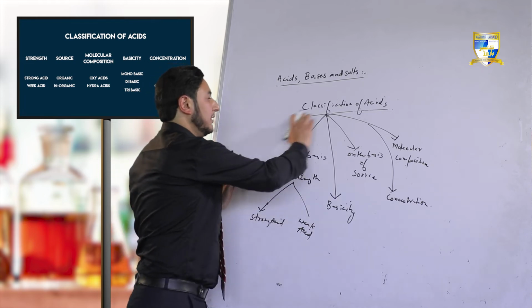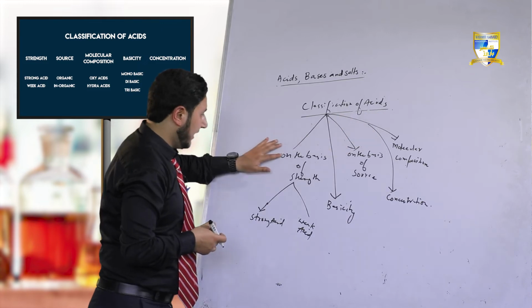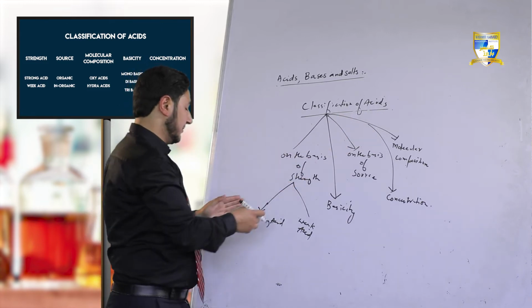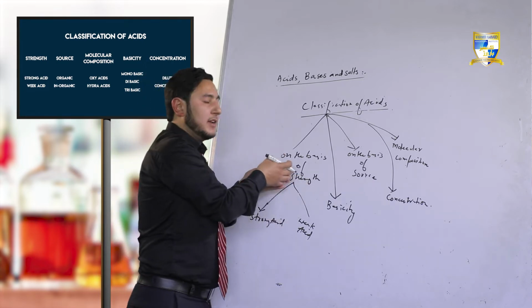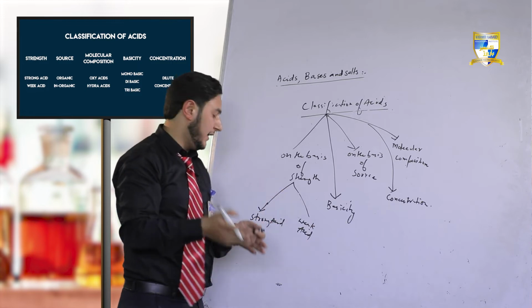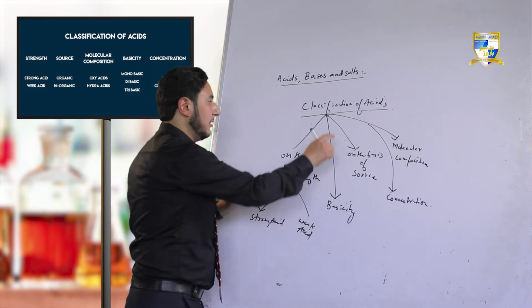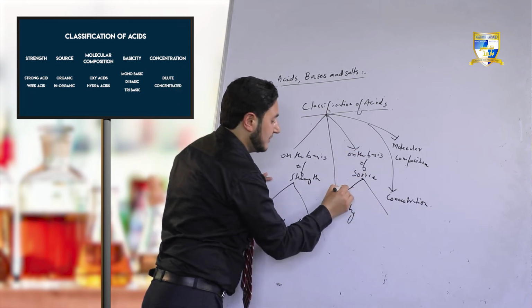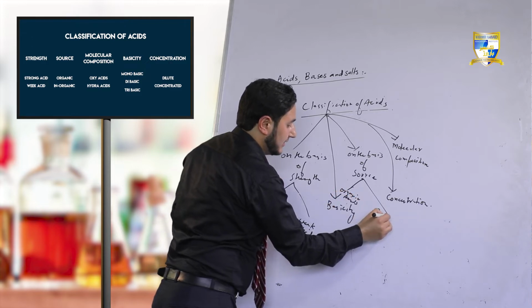Here I am just making the flow chart of classification of acids. How do we classify the acids? We classify acids on the basis of strength. On the basis of strength, acids are of 2 types, strong acid and weak acid. We will discuss separately what we mean by strength of an acid and how we classify strong and weak acids in the next lecture, inshallah. On the basis of source, acids are of 2 types, organic acids and inorganic acids.